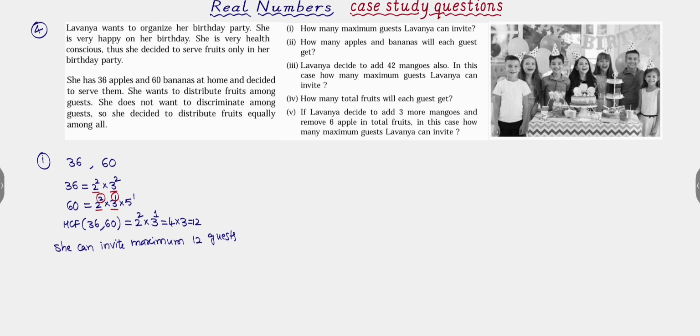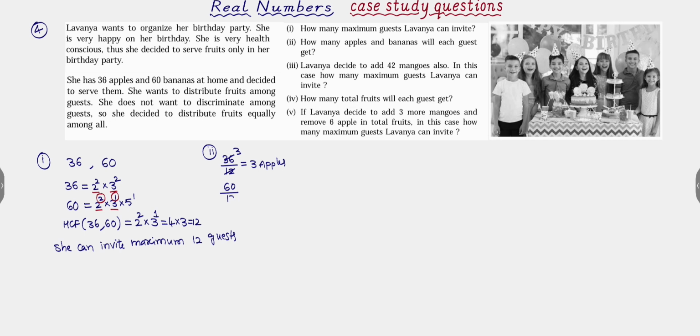Next question, how many apples and bananas will each guest get? So second question, total 12 guests are there. We have to find out how many apples and bananas each guest gets. Total 36 apples are there and 12 guests, so you have to divide 36 by 12. 12 ones are 12, 12 threes are 36. So each guest will get 3 apples.